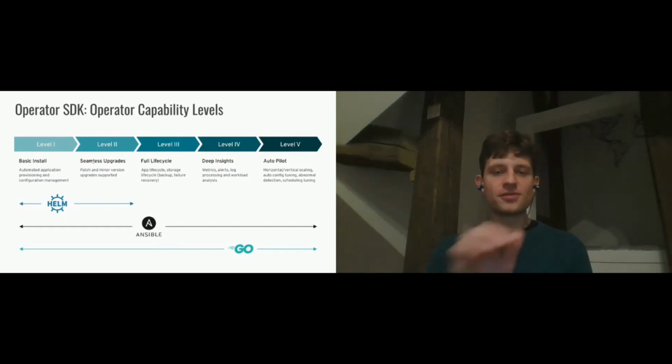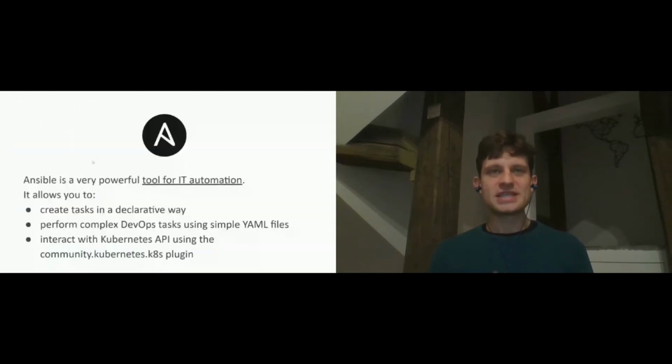Okay, let's move on. The second possibility you have when you would like to implement an operator is using Operator SDK with Ansible. Ansible is a very powerful tool for IT automation, and its nature is declarative, and thanks to a number of plugins, you can write simple YAML files to perform very complex DevOps tasks. Ansible has a plugin called Community Kubernetes, and this plugin is dedicated to interacting with the Kubernetes API.